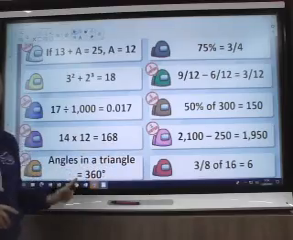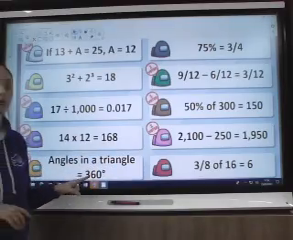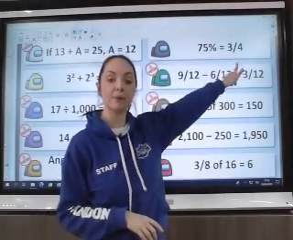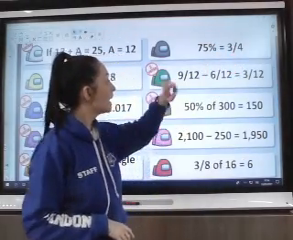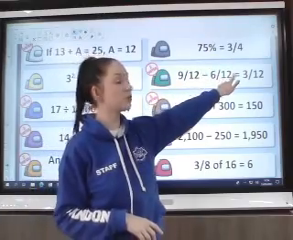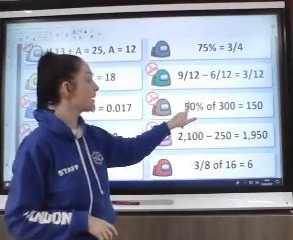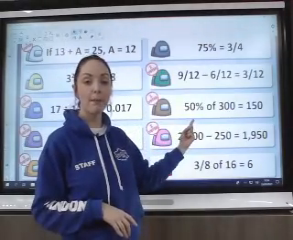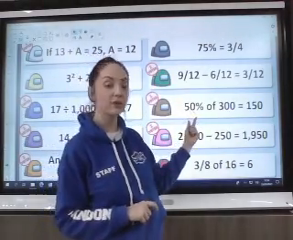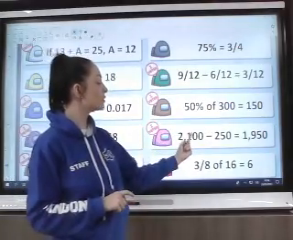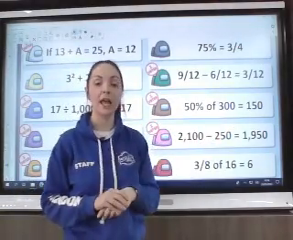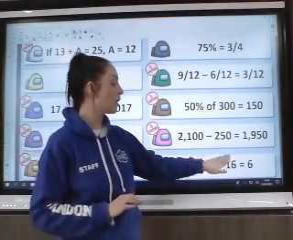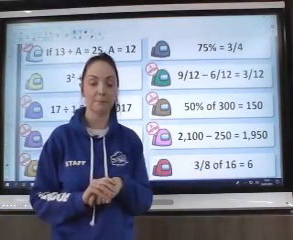The angles in a triangle equal 360 degrees. 75% is the same as 3/4. 9/12 take away 6/12 equals 3/12. 50% of 300 is 150. Remember, to find 50%, we half a number, don't we? 2,100 take away 250 is 1,950. And then 3/8 of 16 is 6.